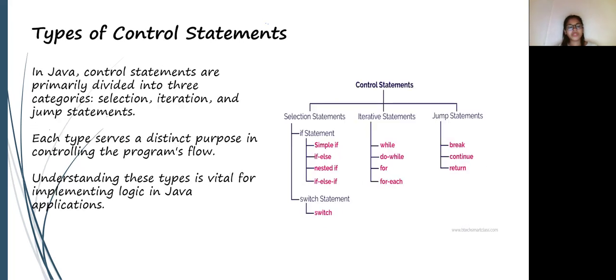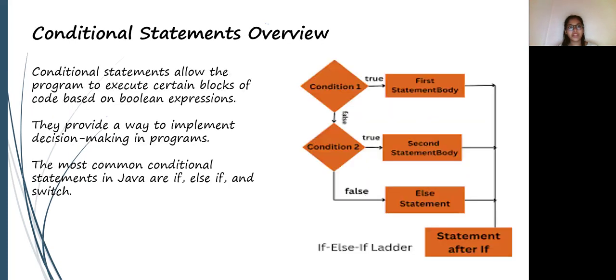Types of control statements in Java. Control statements are primarily divided into three categories: selection, iteration, and jump statements. Each type serves a distinct purpose in controlling the program flow. Understanding these types is vital for implementing logic in Java applications.